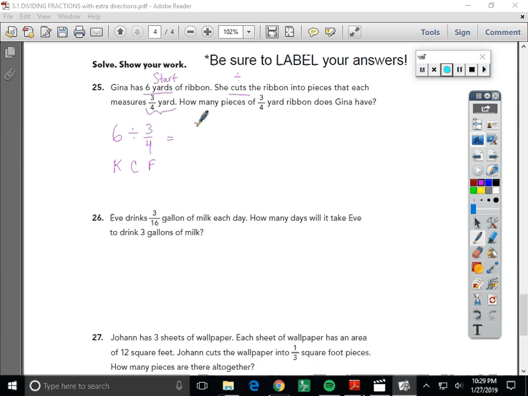So I'm going to keep the 6, but notice it doesn't look like a fraction unless I write it over 1. All whole numbers could be written over 1. Change your division to multiplication, and let's do a flip with the next fraction. So it should read 4/3.